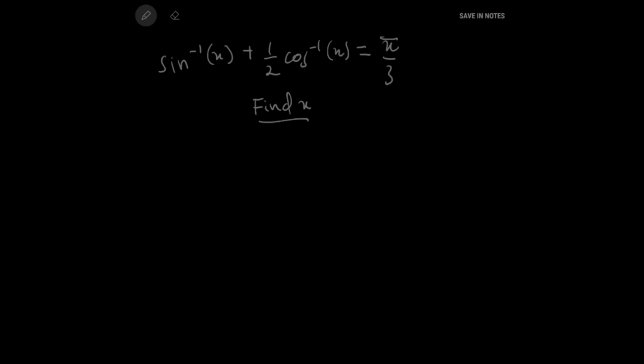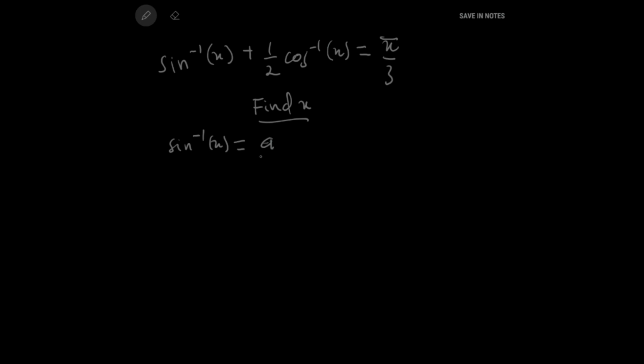Okay, so we have sine inverse of x plus half of cos inverse of x equals pi on 3, and we have to find the value of x. Now we are going to make a substitution. Let sine inverse of x equal a variable, let's say a. I actually like using a.